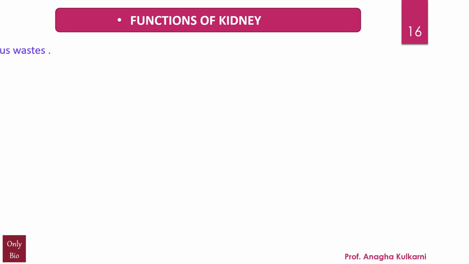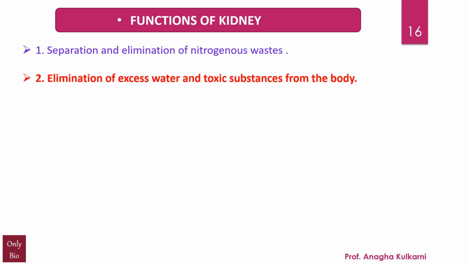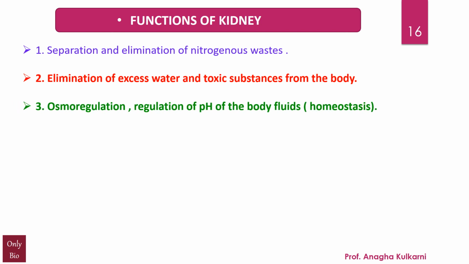Let's understand the functions of the kidney. First, separation and elimination of nitrogenous wastes. Friends, if you wish, you can even write the nitrogenous wastes in brackets and enlist them. Or you may even write the metabolic wastes. Second, elimination of excess water and toxic substances from the body. Third, osmoregulation, regulation of pH of the body fluids. That is, in simple words, it brings about homeostasis.